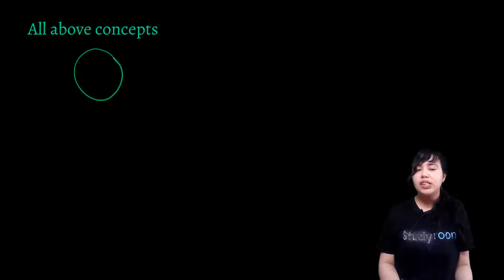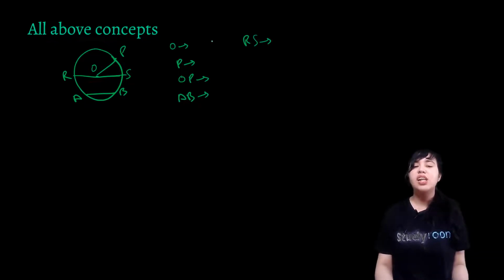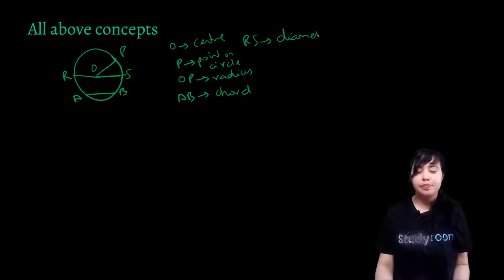So now if you consider this shape, this is a circle. What is this point O? This point O, you tell me. Then tell me about this point P. Tell me about this distance OP. Tell me about AB. And tell me what is this RS. So label these parts of a circle. O is the center. P is just a point on the circle. OP is the radius. AB is a chord. And what is RS? It is a diameter.